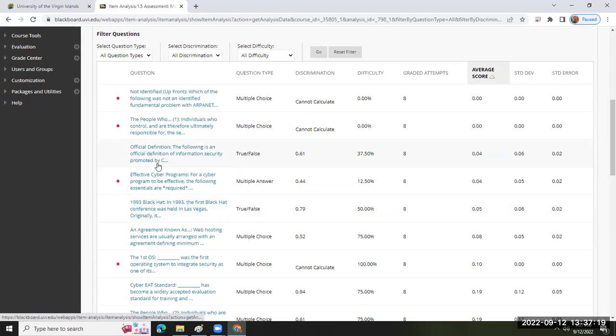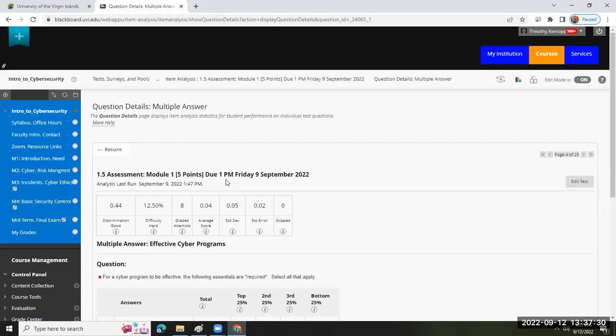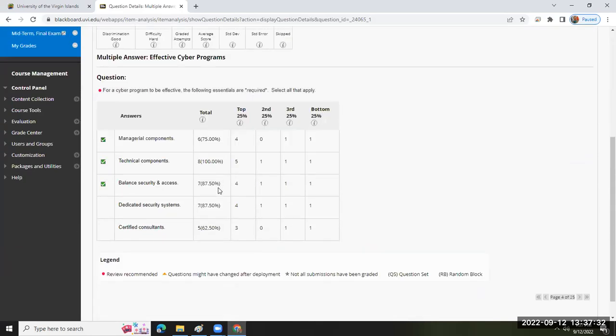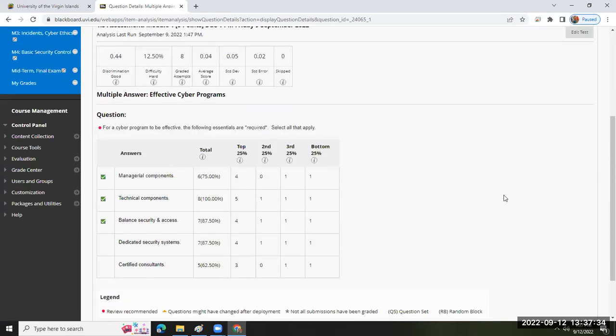All right. So I'm going to go on with this one here, multi-answer. Now, multi-answer is particularly thorny because if you pick more than one answer and you're not supposed to pick more than one answer, then you lose points. And this is a great example of why some students did not do well. There were some that chose answers that were not correct. For a cyber program to be effective, the following essentials are required.